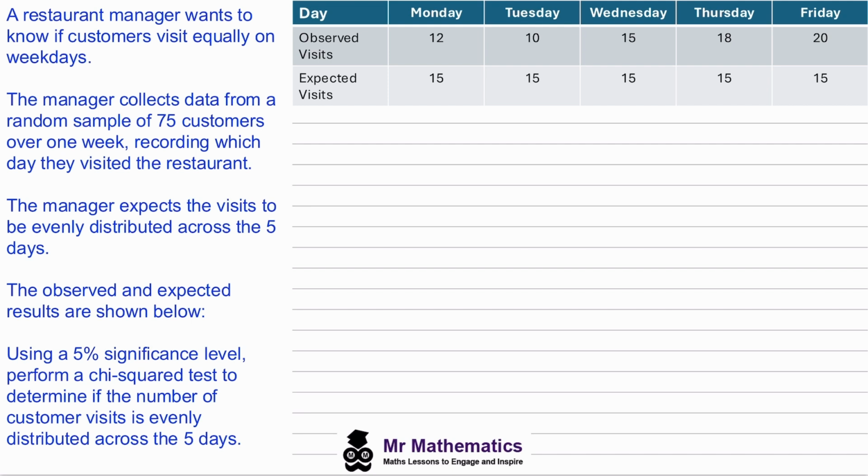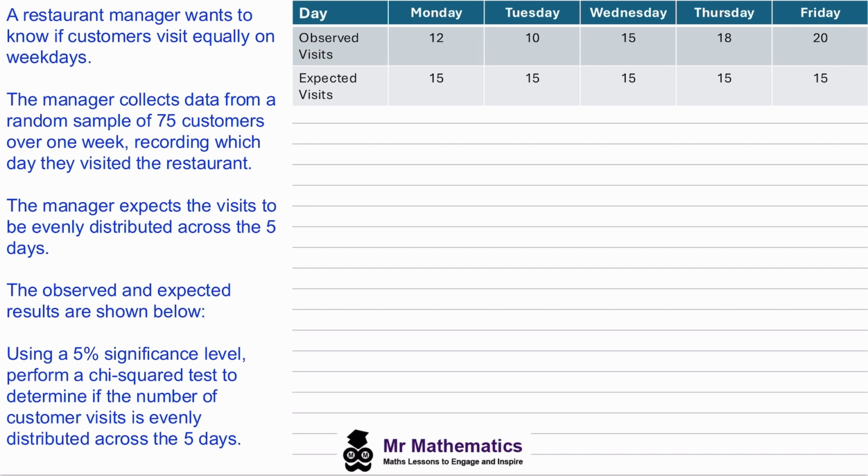So in the example, we're told that a restaurant manager wants to know if customers visit equally on weekdays. The manager collects data from a random sample of 75 customers over 1 week, recording which day they visited the restaurant. The manager expects the visits to be evenly distributed across the 5 days, and the observed and expected results are shown in this table. Using a 5% significance level, we've been asked to perform a chi-square test to determine if the number of customer visits is evenly distributed across the 5 days.